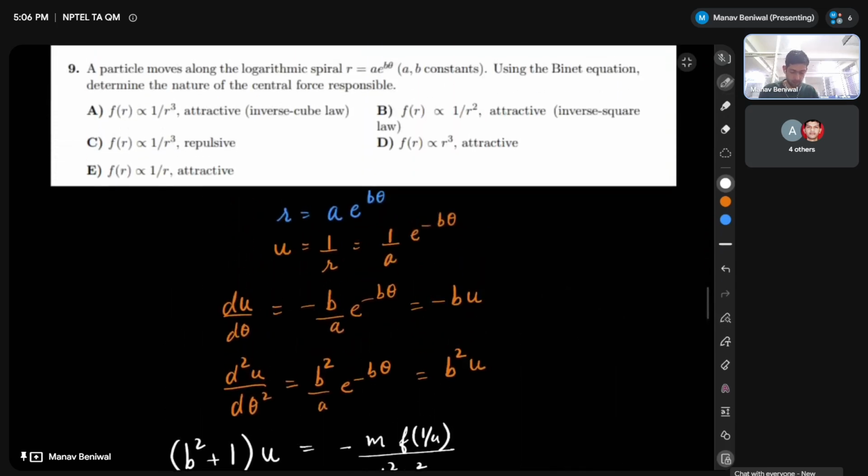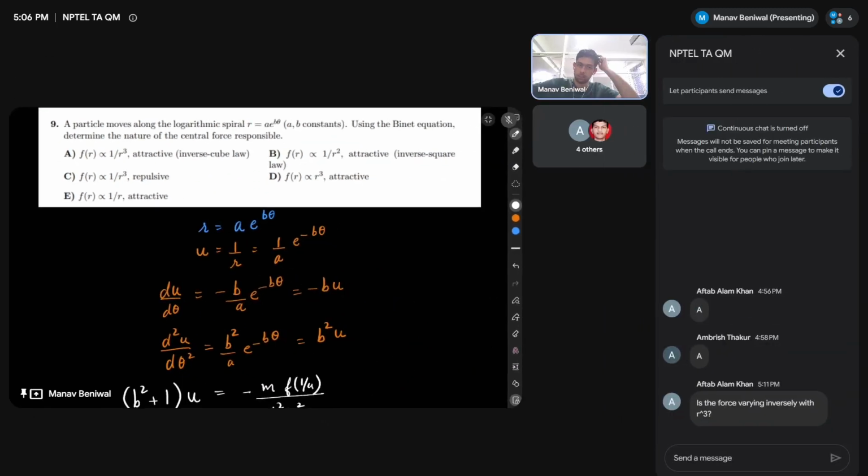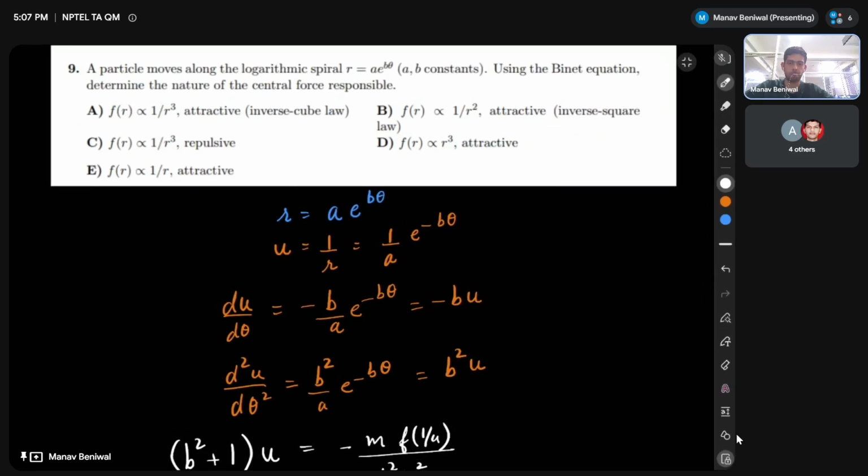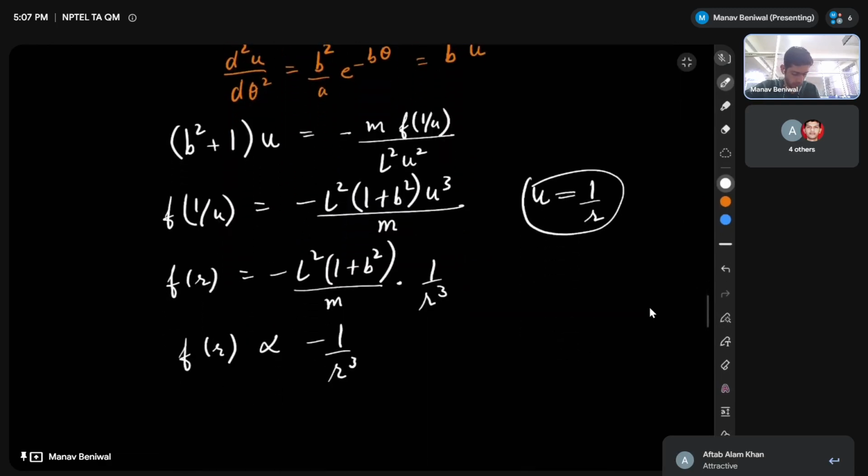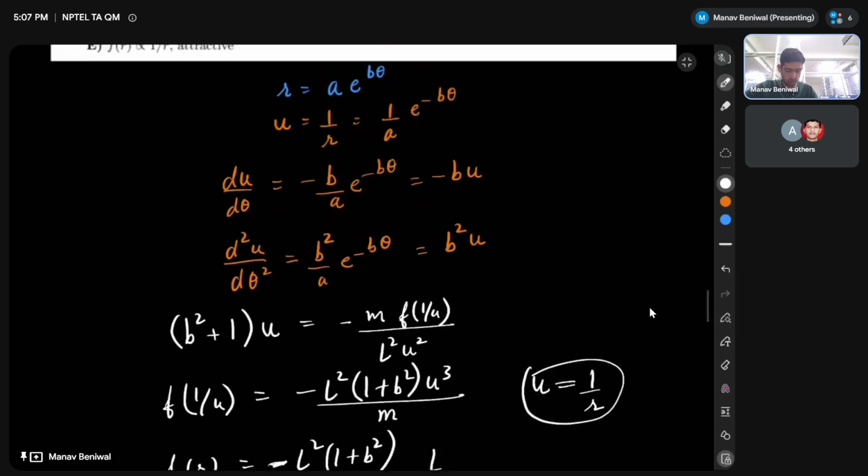Okay, so 1 over r cube. So we have two options here, A and C. Is the force varying inversely with r cube? Yes, the force is varying inversely with r cube, but what do you think? Is it attractive or is it repulsive? Attractive, because we got this minus sign here, right? This minus sign makes it attractive, correct? So option A.